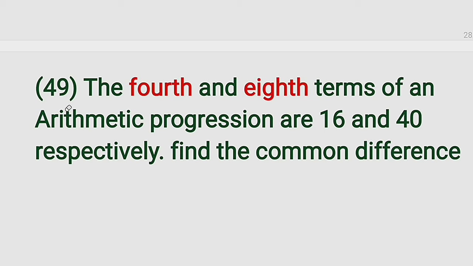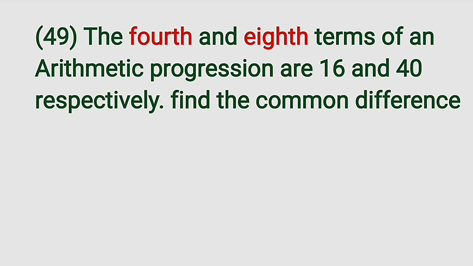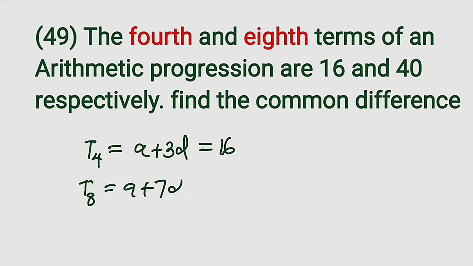Question number 49 reads, the fourth and the eighth terms of an arithmetic progression are 16 and 40 respectively. Find the common difference. What you should remember is that the fourth term is given as T4, which is equal to the first term plus 3 multiplied by the D, common difference, right? And they said that this is equal to 16 according to the question. And term number 8 is given as A plus 7D.